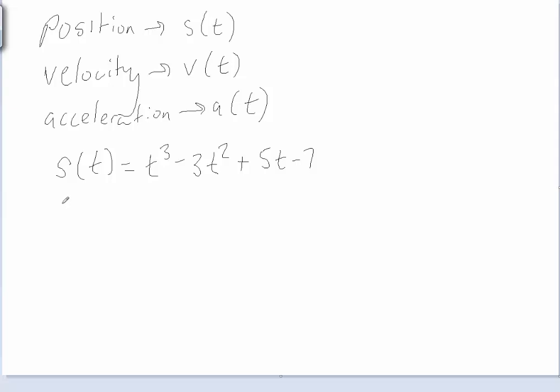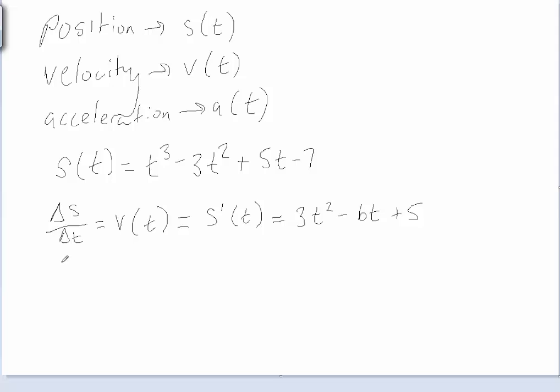The velocity we're going to think of as change in position over change in time. So velocity is simply the derivative of position, or the rate of change of position with respect to time. Thinking about what derivatives are, it's some rate of change. So velocity will be 3t squared minus 6t plus 5.